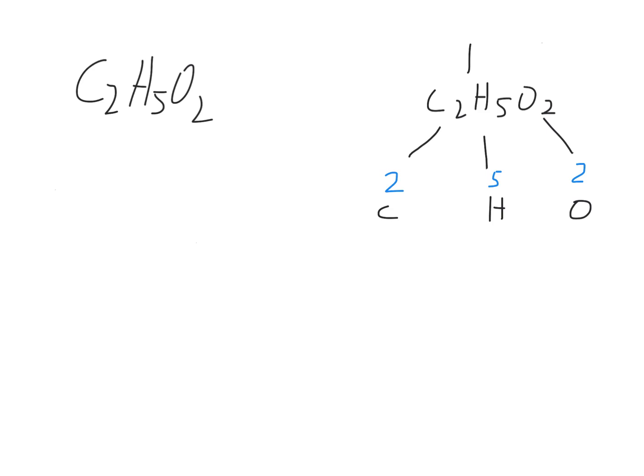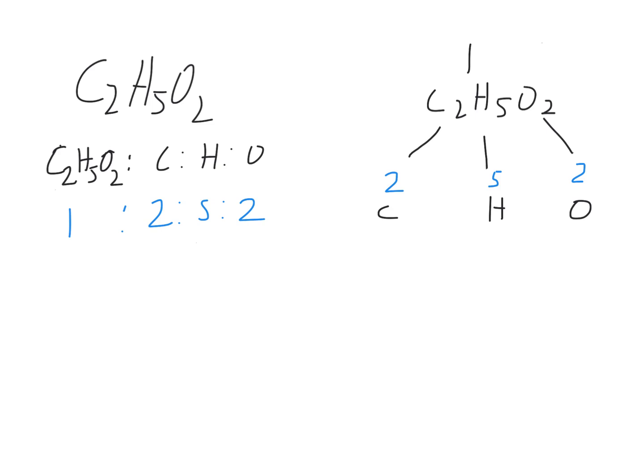If we took a chemical formula, any chemical formula, like the one shown here, C2H5O2, we can split it up and look at how many of each component we've got. So one C2H5O2 contains 2 carbons, 5 hydrogens, and 2 oxygens. We can also write that as a ratio. So every one C2H5O2 is to 2 carbons, 5 hydrogens, and 2 oxygens. We can use this ratio in the same way that we used the last one.